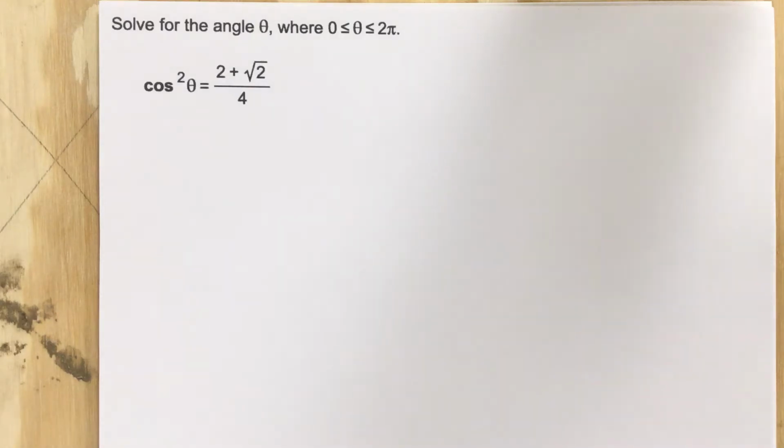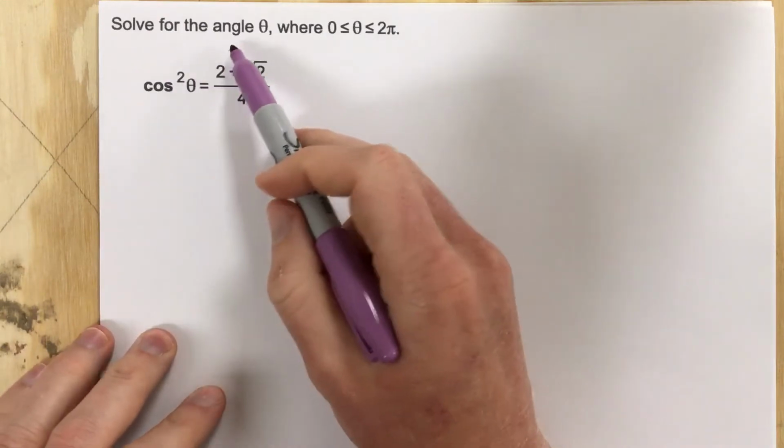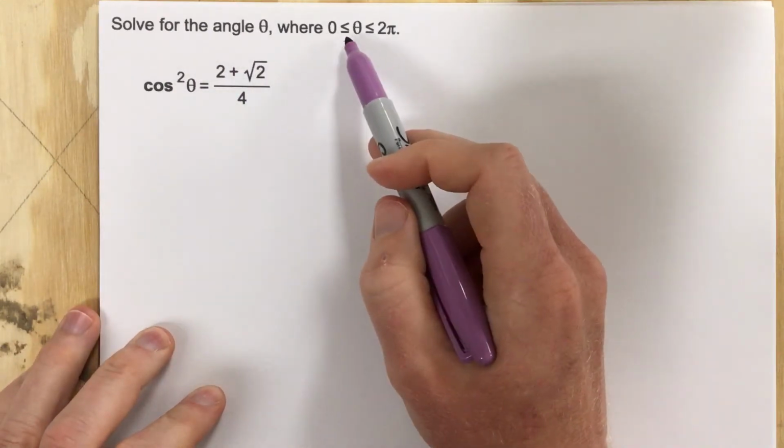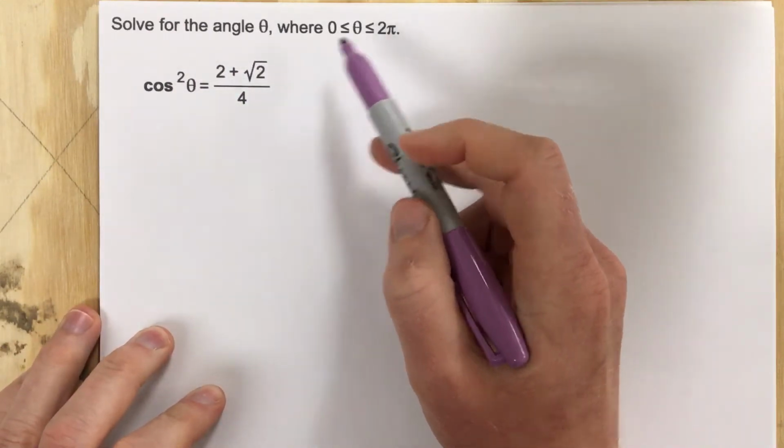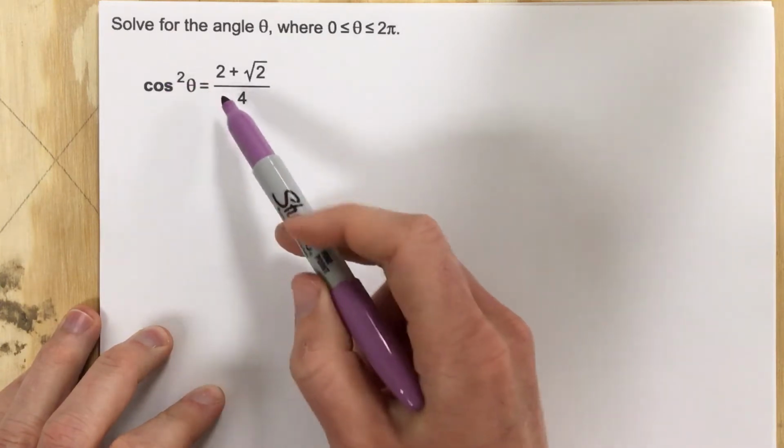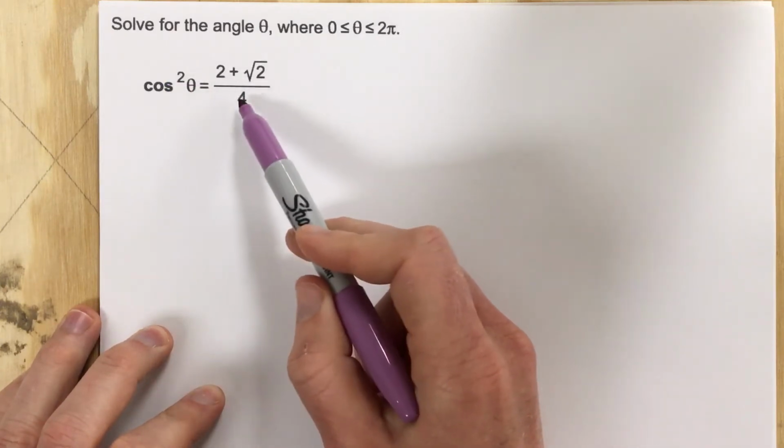This is problem number 4 for assessment number 3. In this problem it says, solve for the angle theta where 0 ≤ theta ≤ 2 pi. They give you cosine squared theta equals (2 + √2)/4.